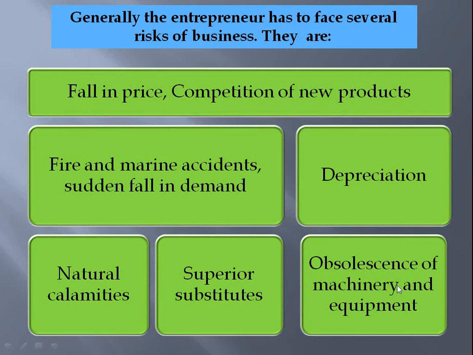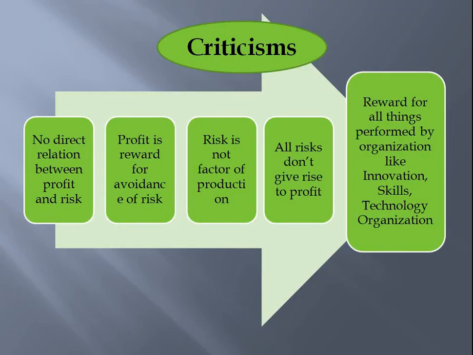Next comes obsolescence of machinery and equipment. Whenever you produce, you must also look at how old your machinery is. If it is very old, then you must think of selling it off or buying new machinery, because producing products with old equipment or old machinery is also a business risk. Next, what are the major criticisms of this theory? This theory does not talk about a few things. That will be the major focus of the criticism part.